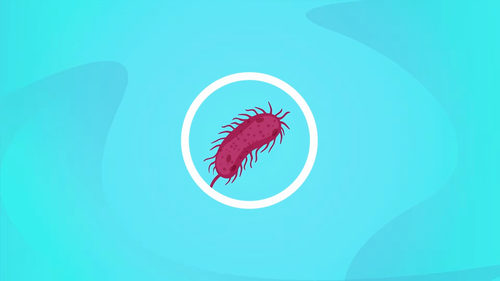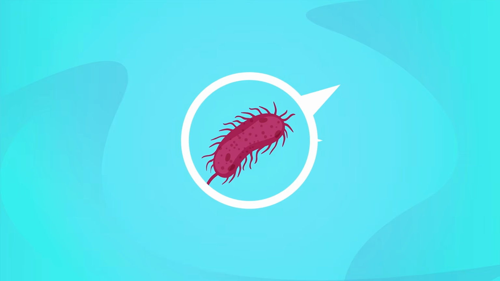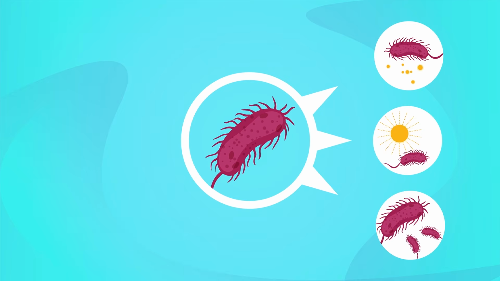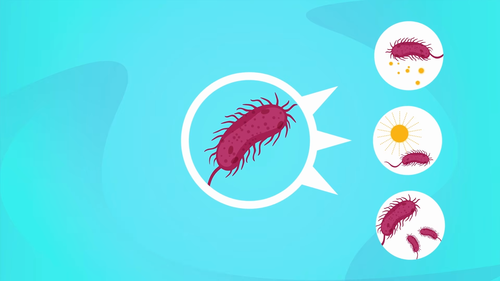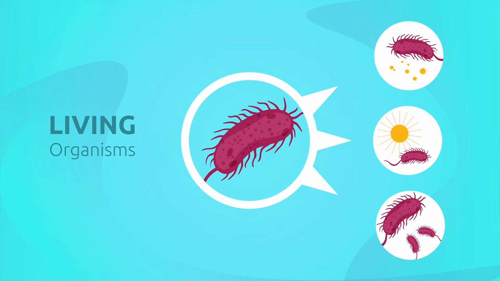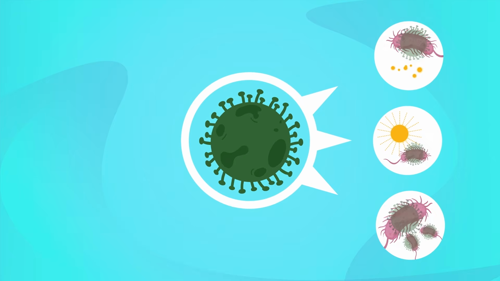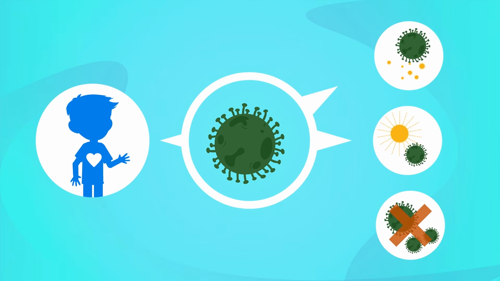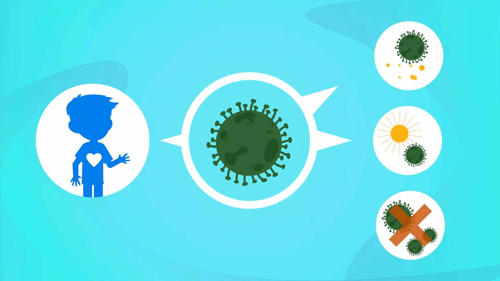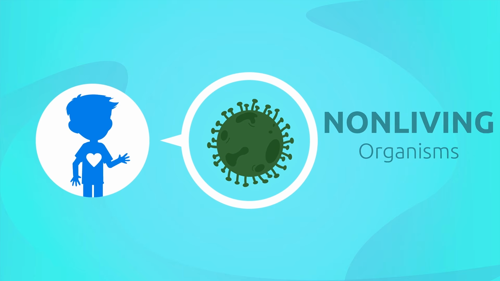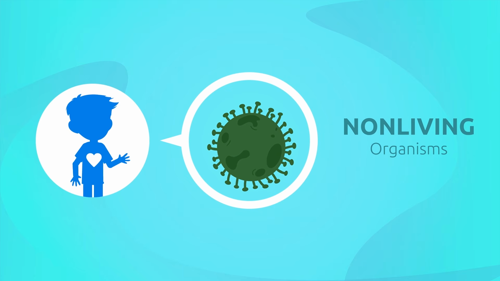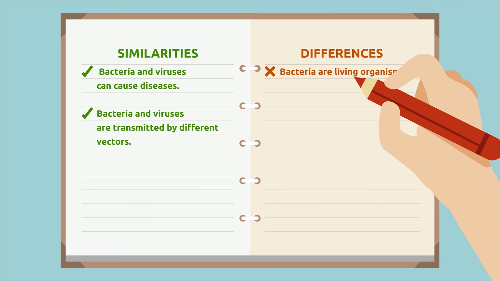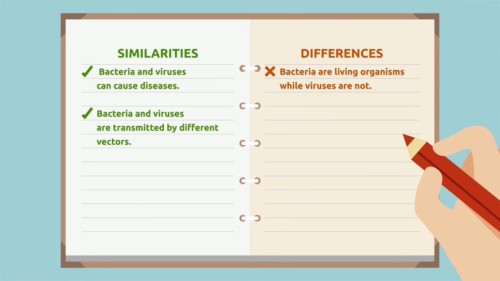Bacteria are prokaryotic cells that carry out the three vital functions of nutrition, interaction, and reproduction by themselves. That's why we regard them as living organisms. By contrast, viruses need a host to reproduce. They cannot carry out the three vital functions by themselves. That's why viruses are not considered to be alive. Let's note down the first difference. Bacteria are living organisms, while viruses are not.